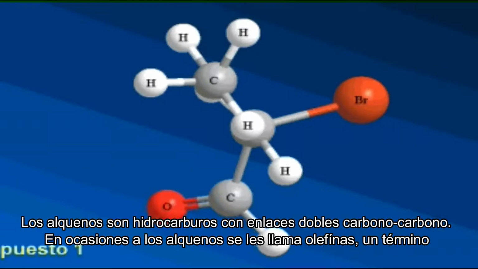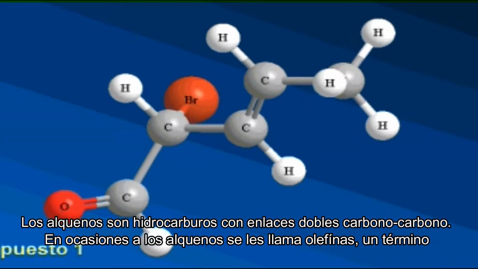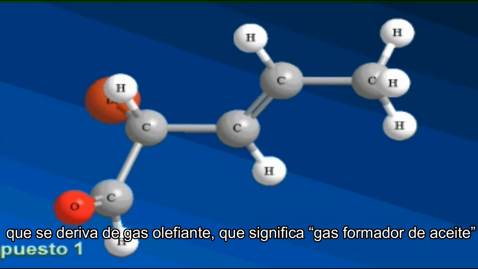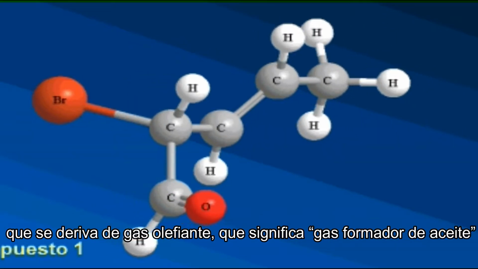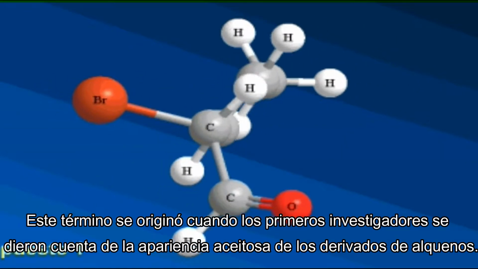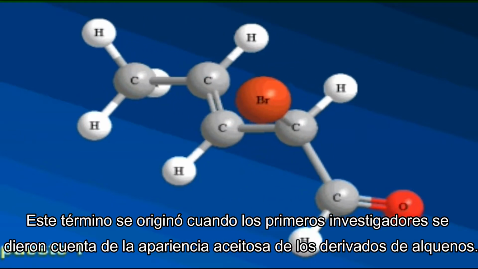Alkenes are hydrocarbons with carbon-carbon double bonds. Sometimes the alkenes are called olefins, a term derived from olefiant gas, which means oil-forming gas. This term originated when the first investigators realized the oily appearance of alkene derivatives.